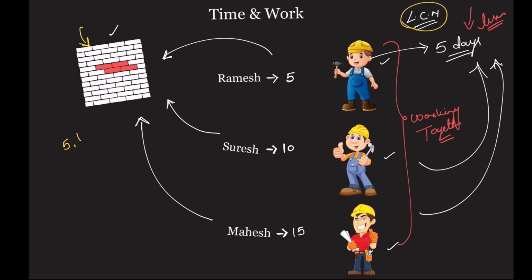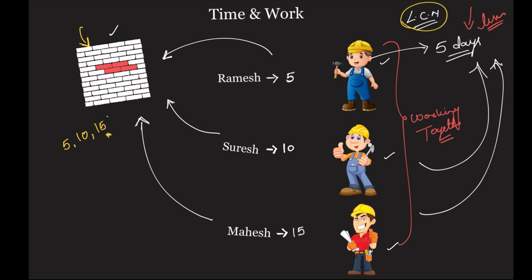So 5, 10, 15. Where did I take this from? This 5, 10, 15 is Ramesh, Suresh, Mahesh's working-alone days. I take the LCM of these 3. What is LCM? Least common multiple of these. And how do you start with this? If you don't know, go to the numbers chapter. I had explained it there.